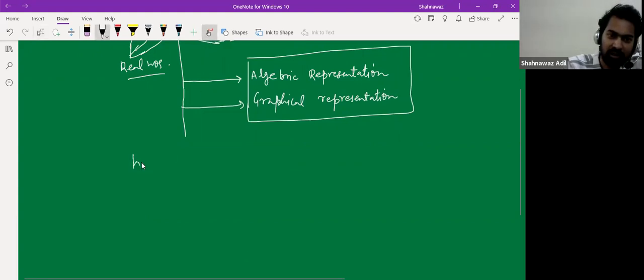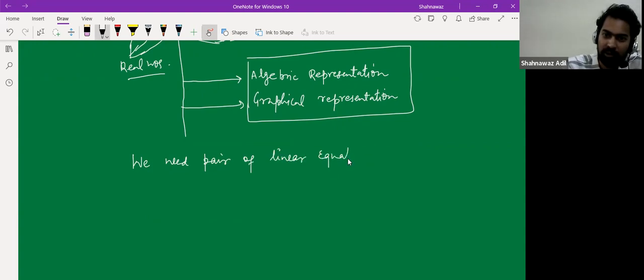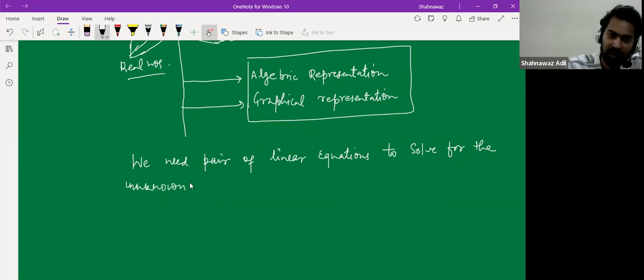We need a pair of linear equations to solve for the unknowns, right? And there can be three possibilities of solutions, but I will talk about that later, after some time. Before that we just have to finish these representation questions. So let's go directly to the first exercise, because in that exercise you will learn only the representation of the linear equations.